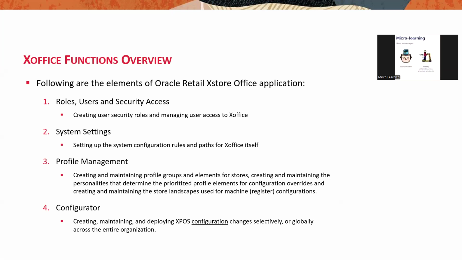System setting. Settings of the system configuration rules are part of the Xoffice itself. What it means is, suppose you have configured some file server from where it should read a file. That kind of system settings you will be able to configure in the system setting. How this system should work, you will be able to see inside the system settings only.